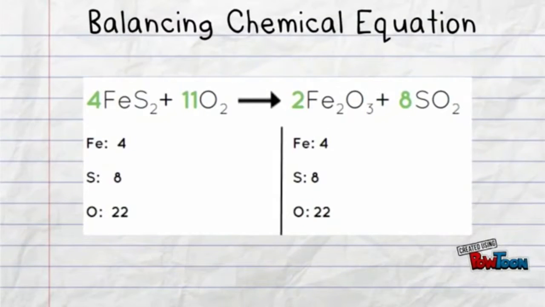In order to balance this equation, I had to add coefficients. A coefficient is used to add the minimum amount of moles needed to balance an equation. I then went on to add 4 moles in front of pyrite, 11 moles in front of oxygen in the reactants, and 2 moles in front of iron oxide, and 8 moles in front of sulfur dioxide in the products. Then I distributed the moles to the subscripts, thus balancing the equation.